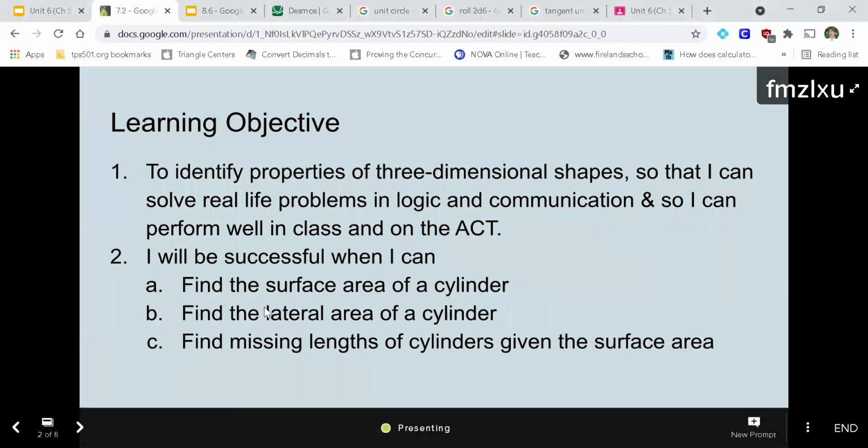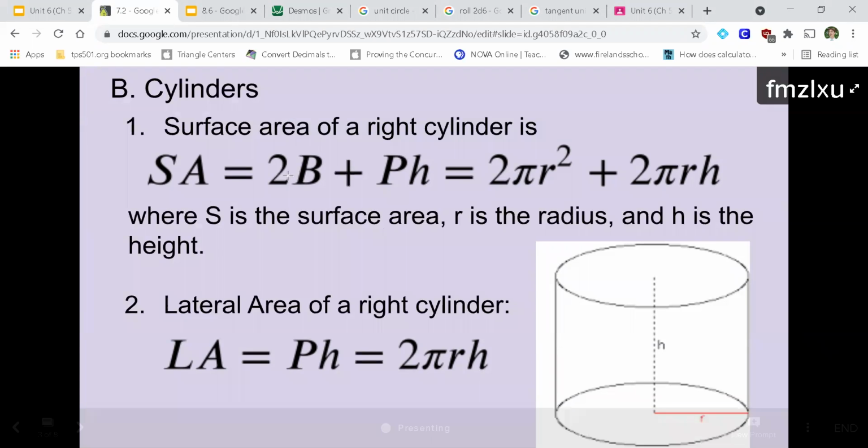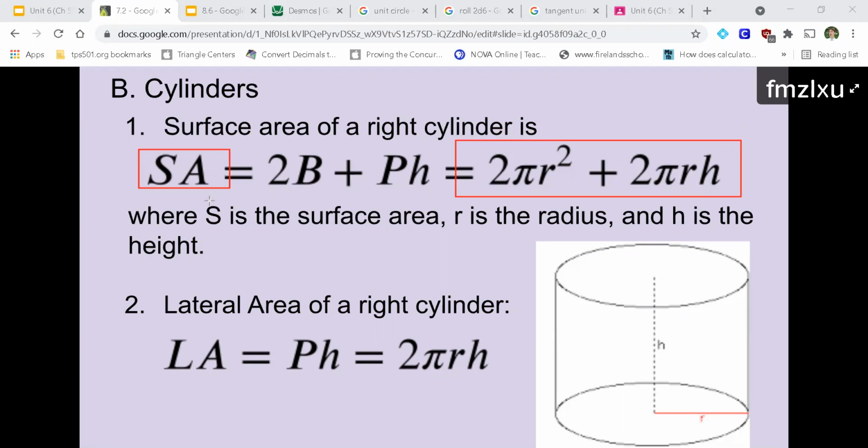Let's do today. So today is the same type of problems, but with cylinders, which are actually easier because for cylinders, the formula 2B plus PH, we know what the area of a circle is, right? It's pi r squared. We know the perimeter of a circle, that's called the circumference, it's 2 pi r. So you can write that the surface area is always 2 pi r squared plus 2 pi r h.